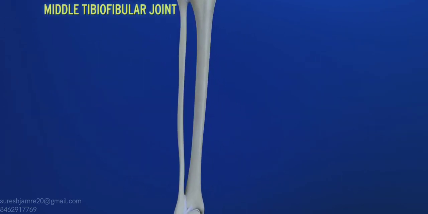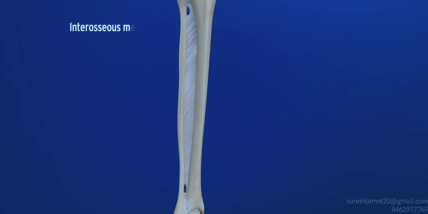Middle tibiofibular joint. This is a fibrous joint. The shafts of the tibia and fibula are connected to each other by the interosseous membrane. The membrane is attached to the interosseous borders of the tibia and fibula. The fibers of the interosseous membrane are directed laterally downwards.